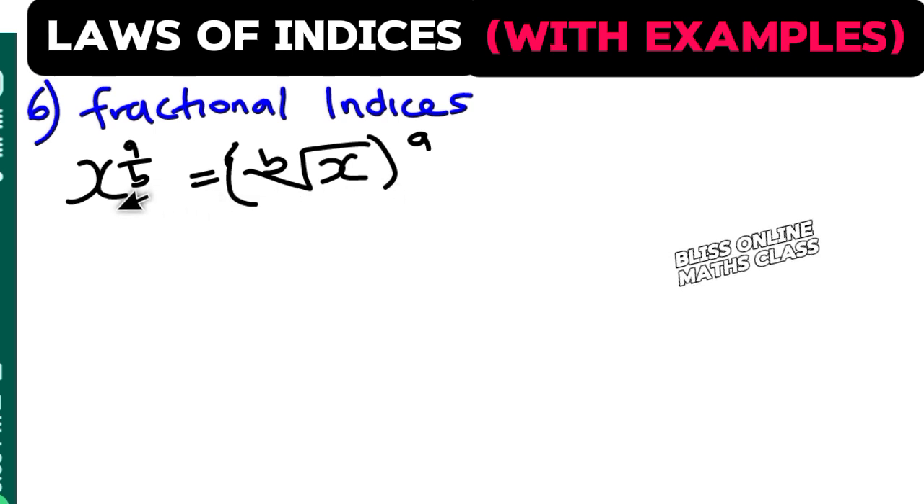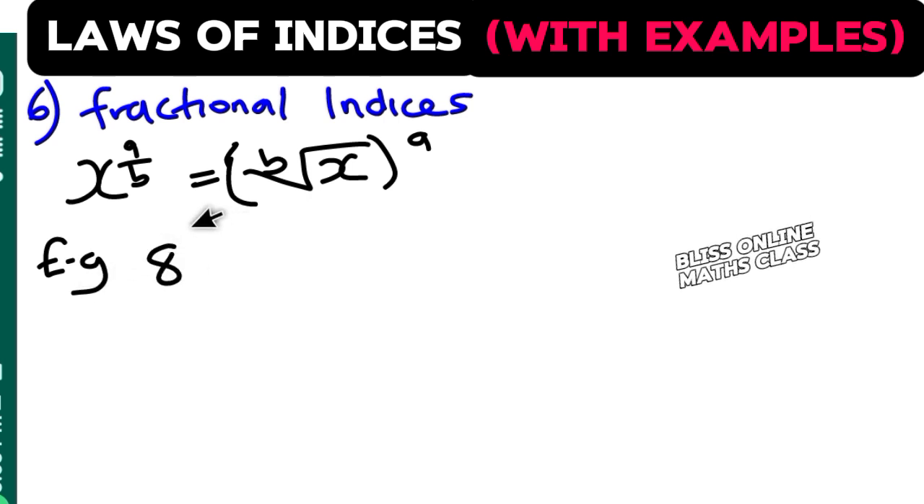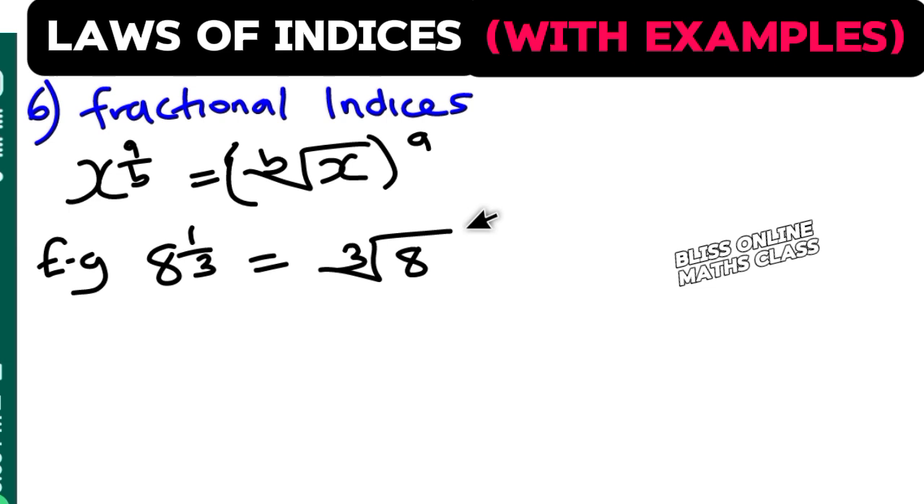When you have an expression like this in your indices, x raised to power a over b, you make the denominator your root, while you make the numerator your power. So for example, we have 8 raised to power 1 over 3. This is equal to, we make the 3, which is our denominator, the root. We cannot write raised to power 1, so this is how it will be. That is the cube root of 8. Cube root of 8 is equal to 2. 2 times 2 times 2 is 8.